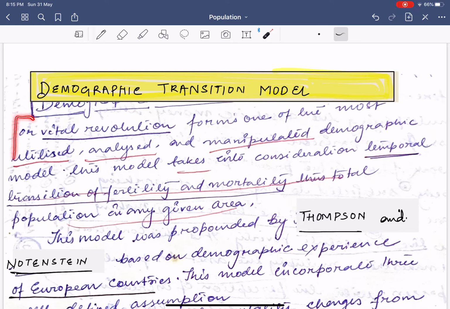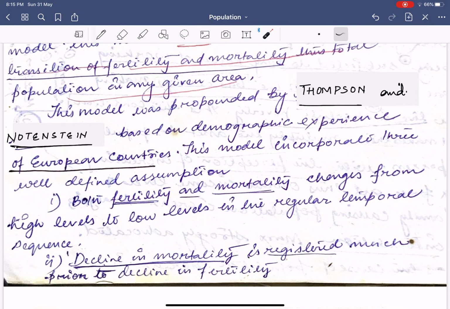Now, this is the basic introduction to the demographic transition model. Please understand this temporal means nothing but time. Again, we also have a spatial. Spatial is nothing but your space. So temporal is time, and spatial is space. So the demographic transition model is nothing but the analysis of the population on a time pattern. Now, basically I want you to start from here itself.